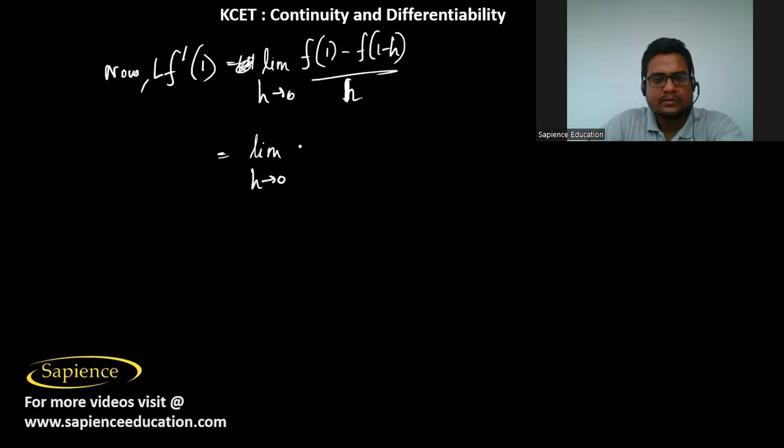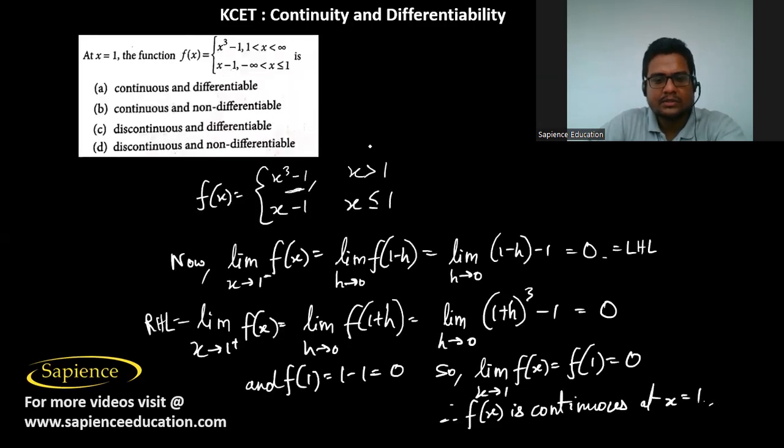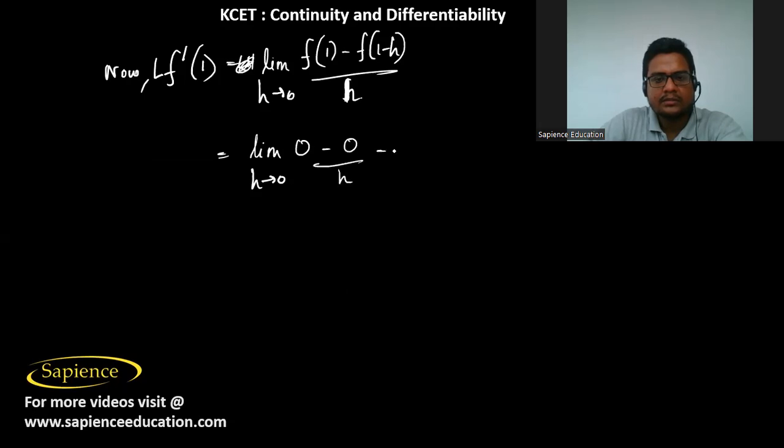So now the left hand derivative, that is Lf dash 1, the left hand derivative of the function at x equal to 1. That will be limit h tends to 0 of f of 1 minus f of 1 minus h, by h. So that will be equal to limit h tends to 0, f of 1 that is 0, and f of 1 minus h that is also 0, by h, that is equal to 0.